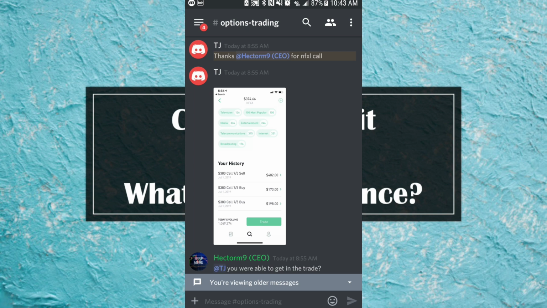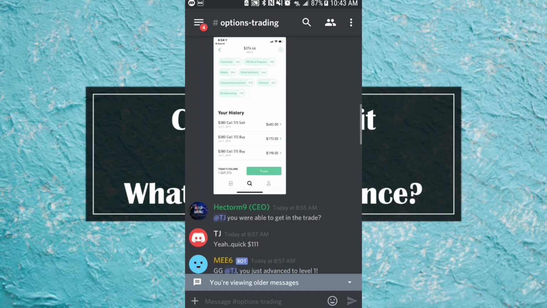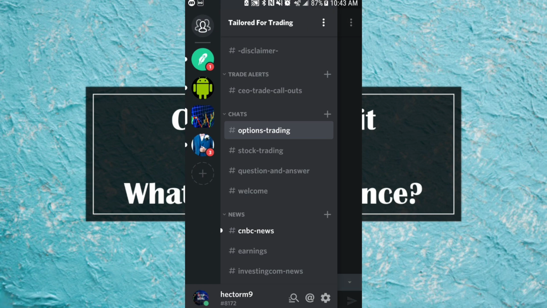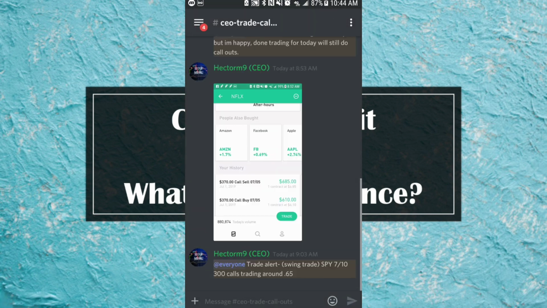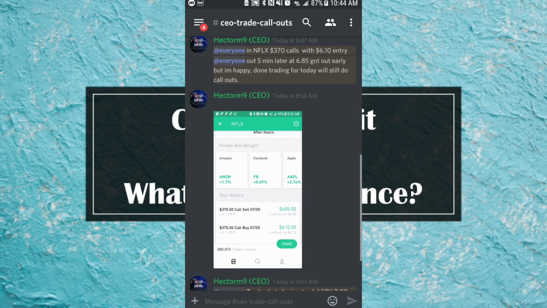And here you can see that one of my members was able to make an easy $111 profits by following my trade alert on NFLX. And if we go into the trade callout tabs, you can see that I alerted NFLX at 8:30 at the opening bell, and I entered the trade at around 8:47 because I was waiting for a pullback to happen, and roughly 5 minutes later I exited the trade for a quick and easy $75 profit.